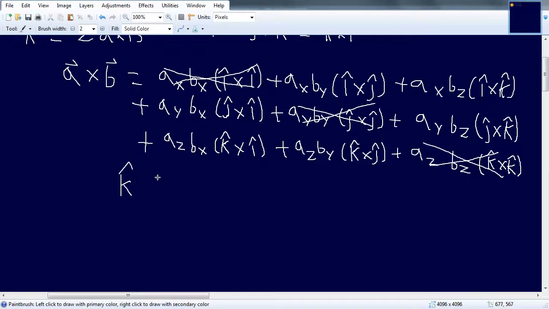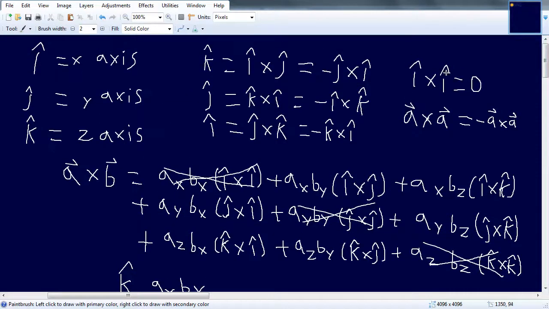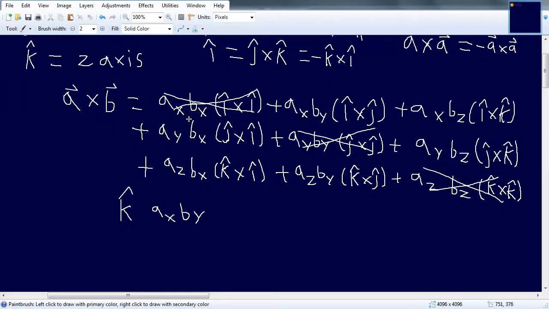So I'll take k hat times ax times by, excuse me. And that's my first term of the equation: k hat times ax times by. But you'll notice that there's another thing that equals k hat: negative j hat times i hat. And I have j hat cross i hat here. So ay times bx times negative k hat. Well, if I just factor that around, that means that's negative ay times bx times k hat.